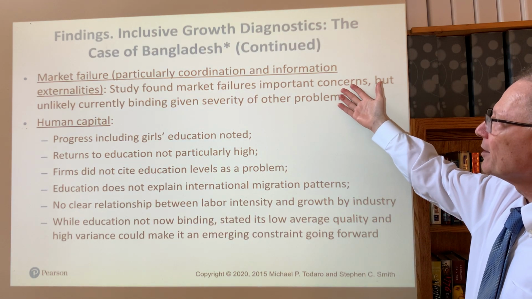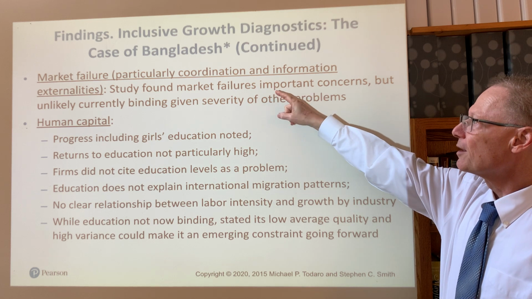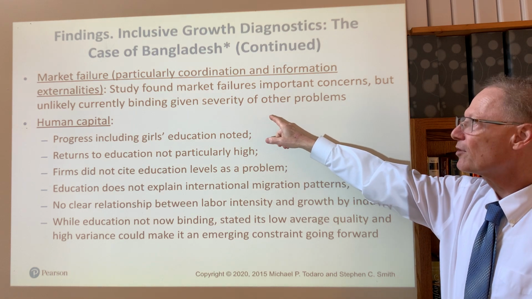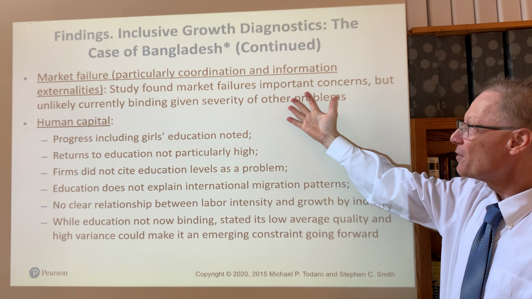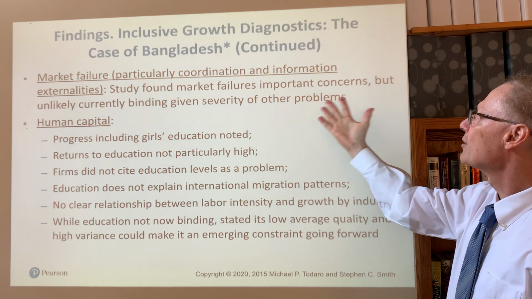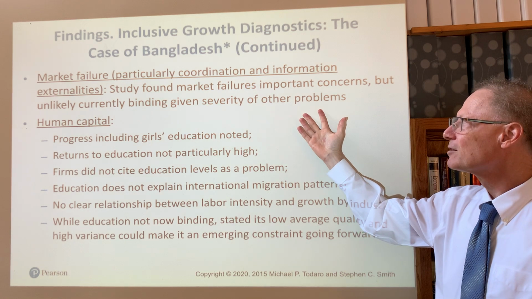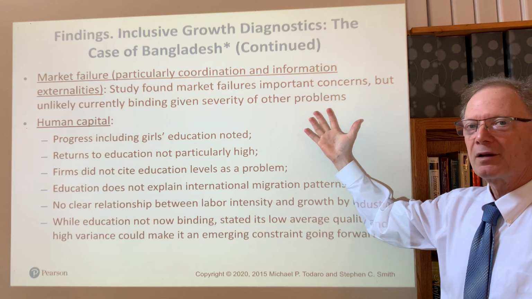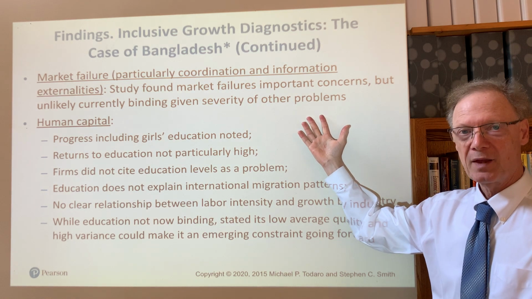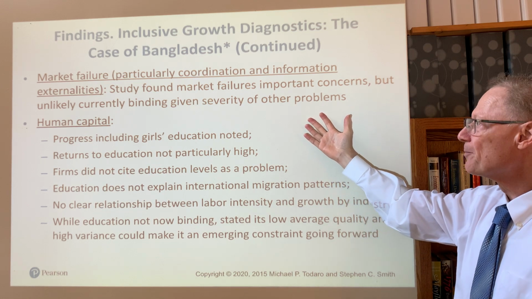Regarding market failure, and here they looked at coordination and information externalities in particular, they found that market failures were indeed important concerns, but right now, given the severity of other problems, they were unlikely to be the currently binding constraint, and that may be possible.